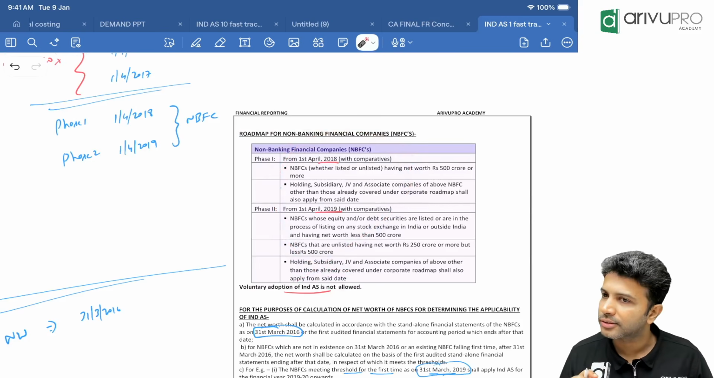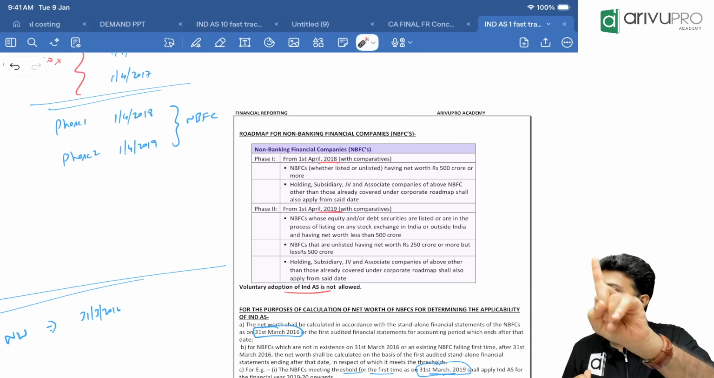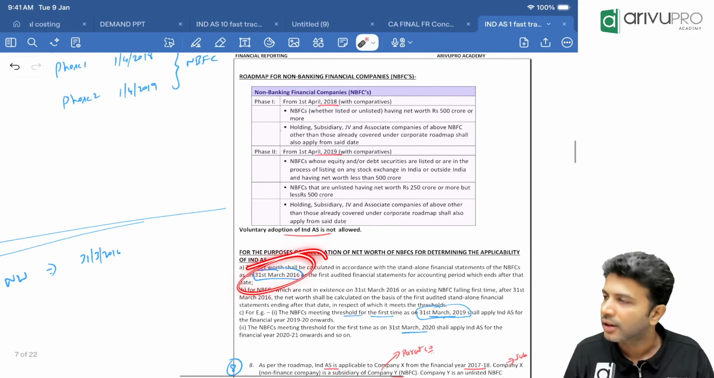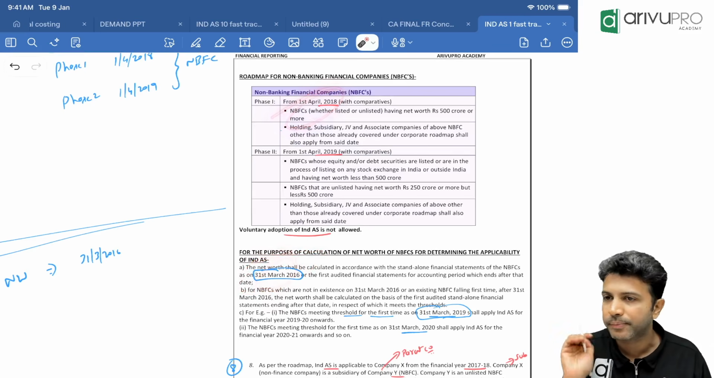Can I move on to the next? You will check the net worth limit again on what date? For a normal company, you check net worth on 31st March 2014. Here you check the net worth 2 years later, 31st March 2016. If it is satisfied, you come under phase 1 like this.